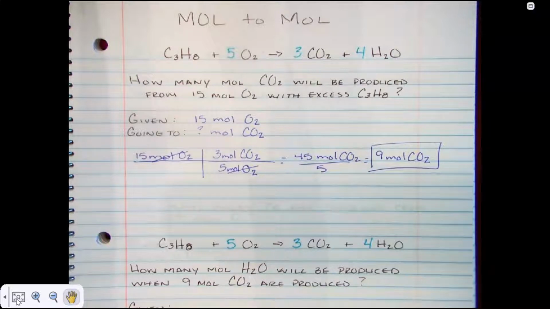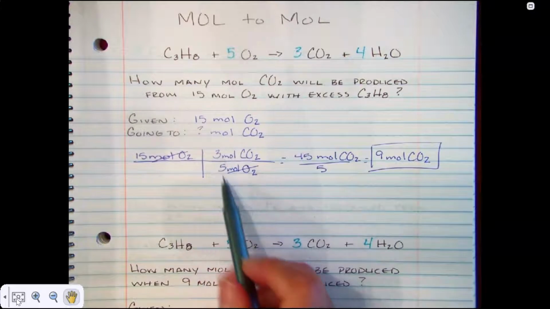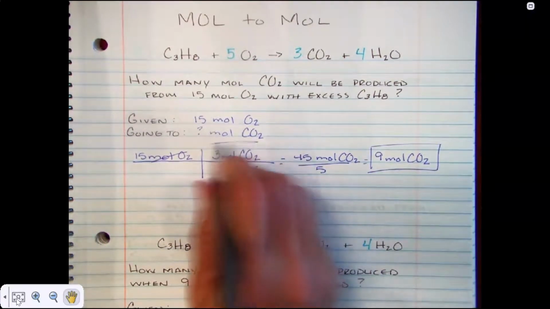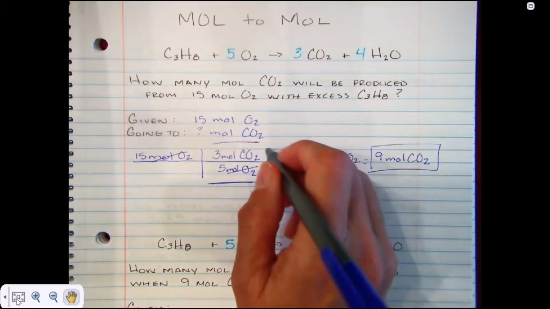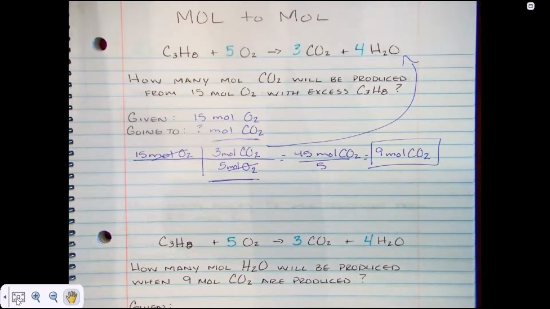Now, the area that you guys are going to make mistakes is right here with our mole ratio and not putting the right numbers in front. Remember, this second section right here is always going to come from up here at the balanced equation. So make sure that that's what you're doing in that section. Let's look at our next problem.